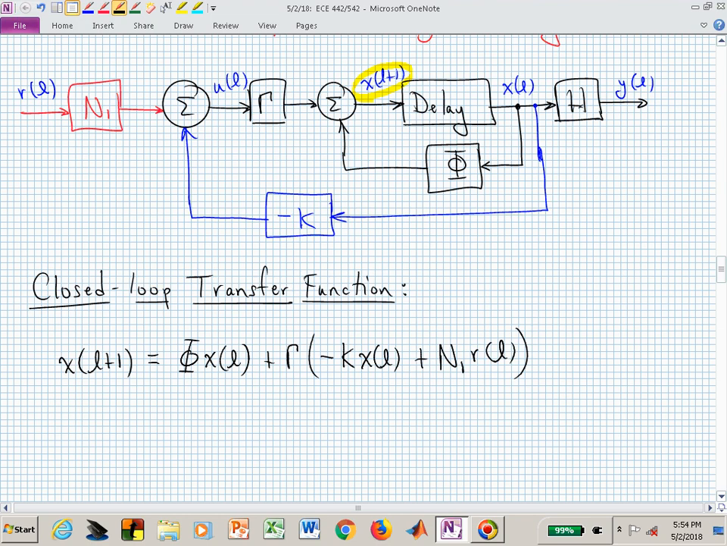Let's now group some of the common terms. We have the state vector x on the right-hand side. We can put those together, and just distribute gamma across those two terms in the last part of the right-hand side.